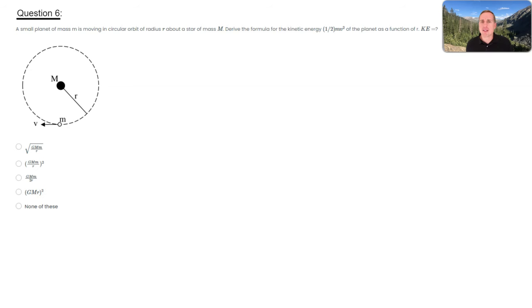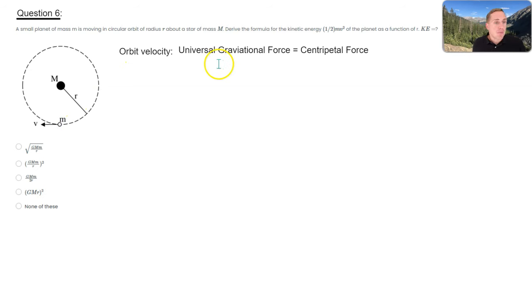What do I mean by orbit velocity? Orbit velocity comes from the fact that when this planet is orbiting around this star, you could think of the only force that holds the planet in orbit as the universal gravitational force, which is directed toward the center of the star from the center of the planet. And because it's being held in circular motion, the net force is just the centripetal force. So for orbit velocity, the universal gravitational force is exactly equal to the centripetal force. Let's see what that looks like in terms of equations.